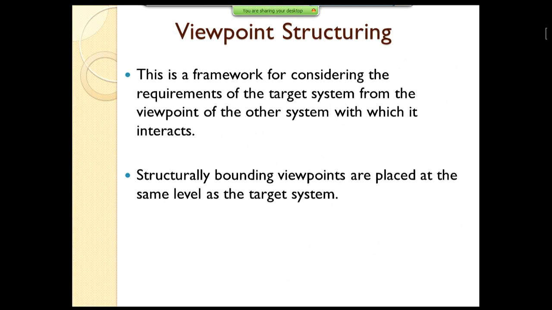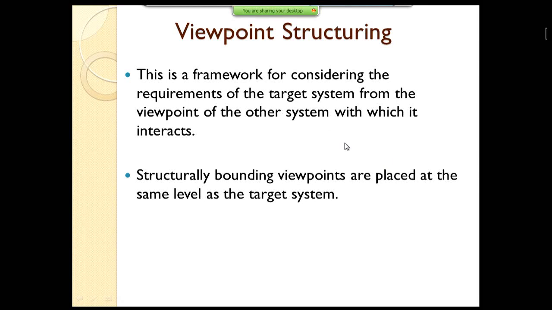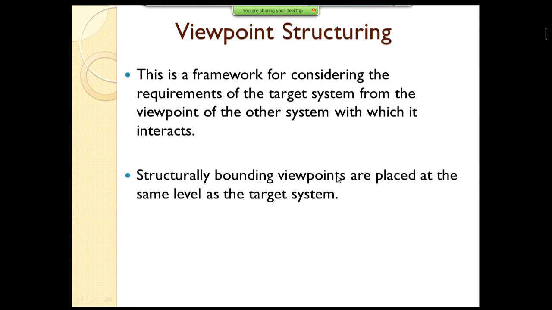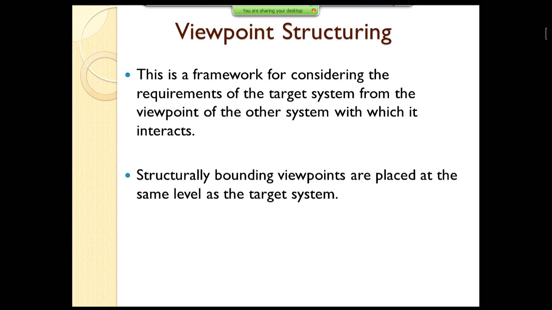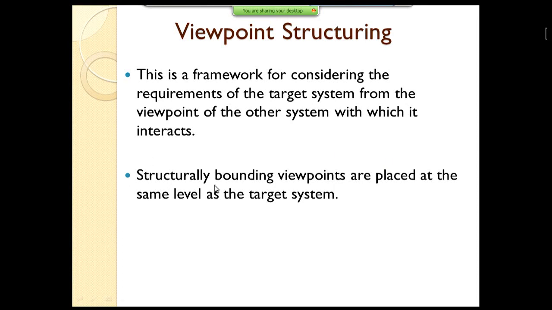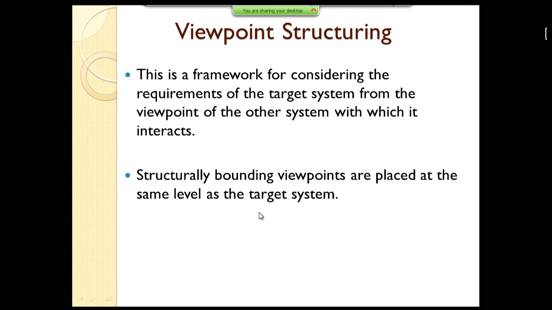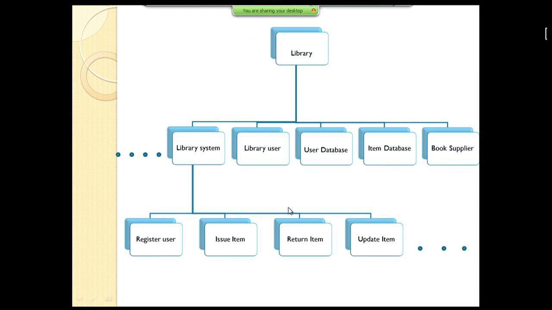The next step is viewpoint structuring. It is a framework for considering requirements of the system from the viewpoints of other systems with which it interacts. This is iteratively decomposed from the target system by hierarchical functional subsystems. Structurally, bounding viewpoints are always placed at the same level as the target system.